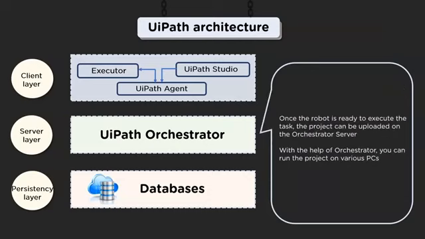The server layer receives the robot once it is ready for execution. With the help of the orchestrator, you can run the project on different PCs. The orchestrator monitors the deploys, configures, queue management, and logging.